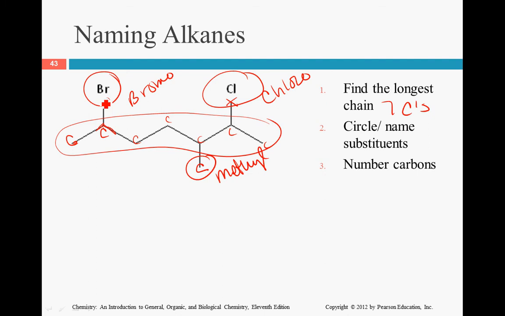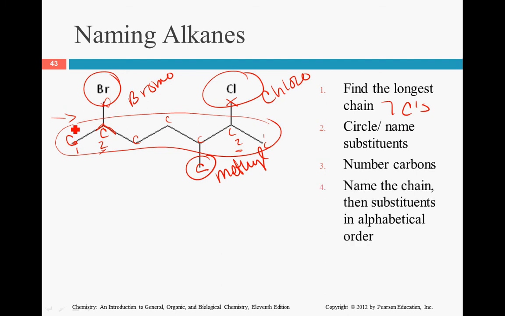Number the carbons. If we start from the left, it comes 1, 2. If we start from the right, it's 1, 2. So from there, since they both end on 2's, we look at the alphabet. Bromo comes before chloro, so we're going to start from the left to the right. So it begins 1, 2, 3, 4, 5, 6, 7.